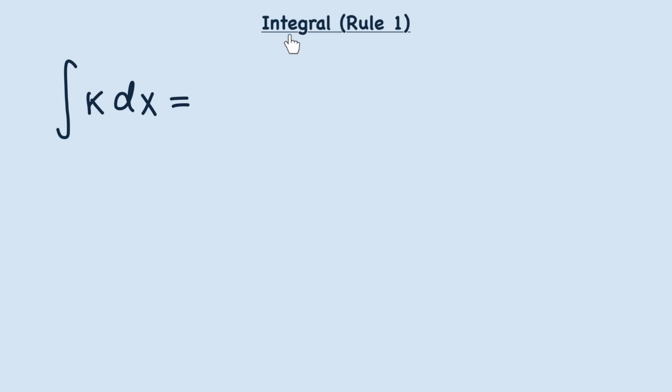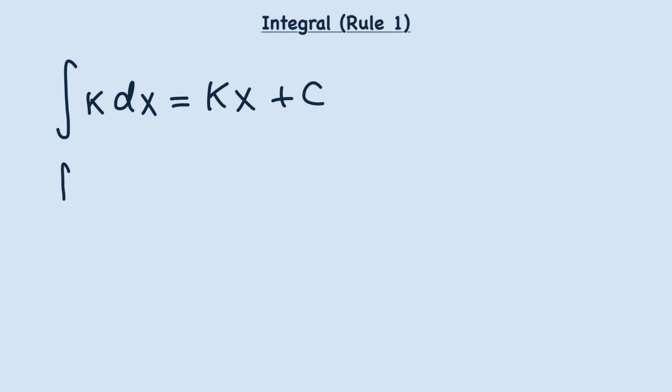In this video, we will talk about the integral. We will start with rule number 1. The rule says if I have the integral of a number dx, the integral will be kx plus c. K is a number, I have to multiply it by x, then add c, which is a constant.